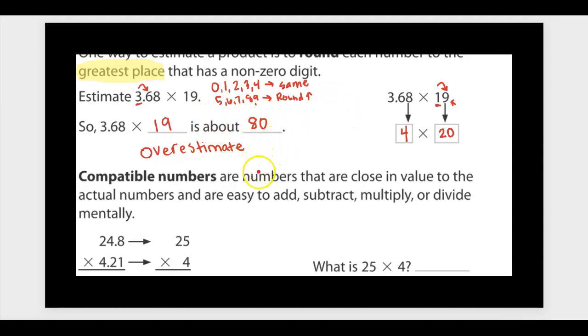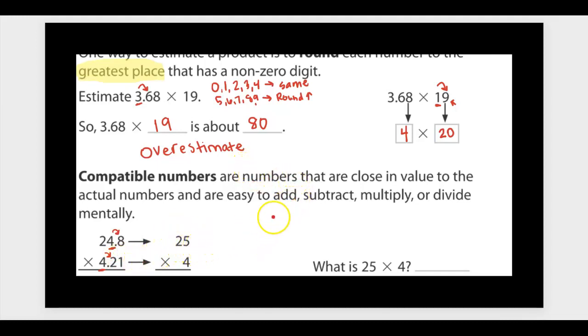Compatible numbers are numbers that are close in value to the actual number and are easy to add, subtract, multiply, or divide. So here in the example, they said that 24.8, 25 is a compatible number because it's easy to multiply. It's also similar to rounding because that 8 would make that 4 turn to a 5. 4.21 is close to 4. Just like rounding, that 2 tells me that that 4 is going to stay the same. So they've got 25 times 4.